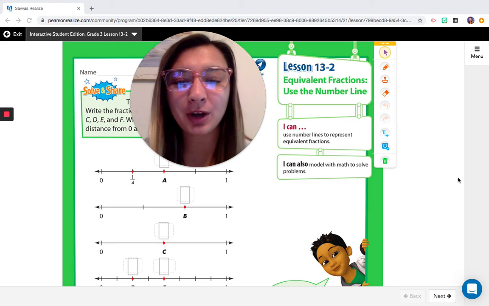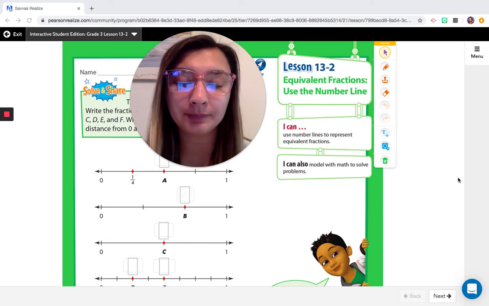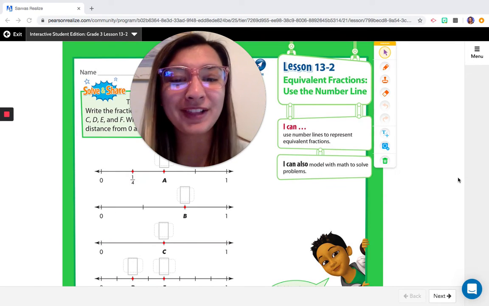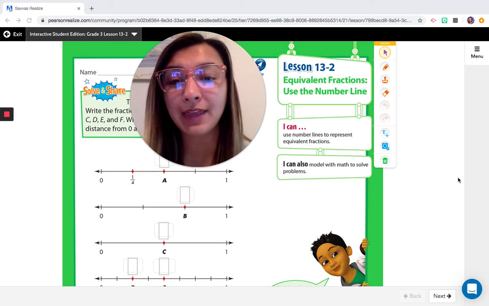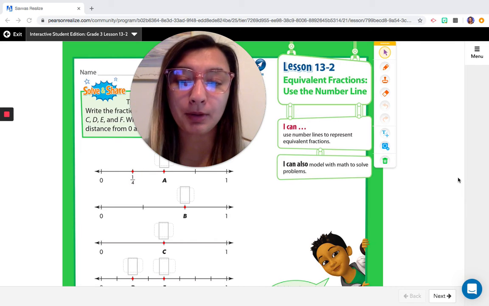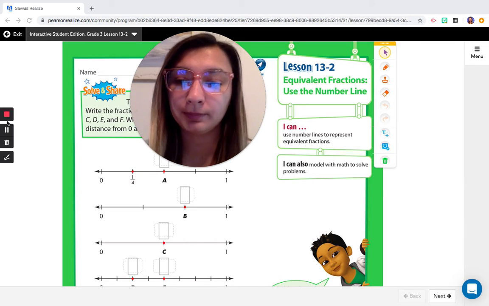So today we're going to work on equivalent fractions using a number line. Last week we learned about equivalent fractions and how to find them. Now we're going to learn how to find them on a number line. So let me make myself smaller, and we are going to start with the solving chair.